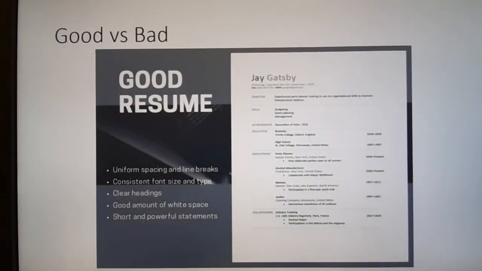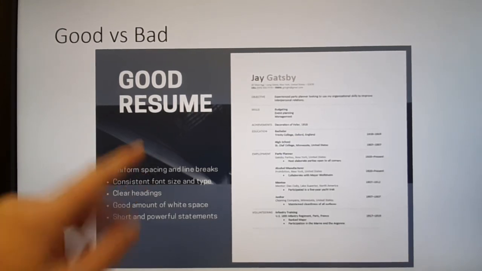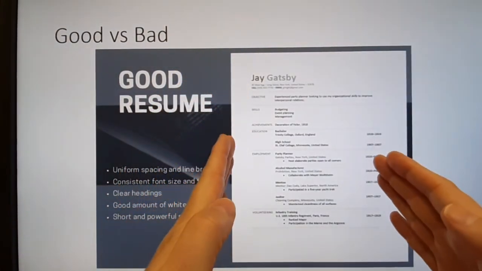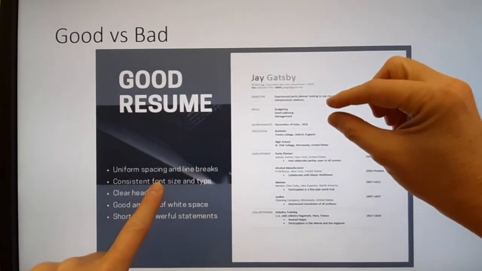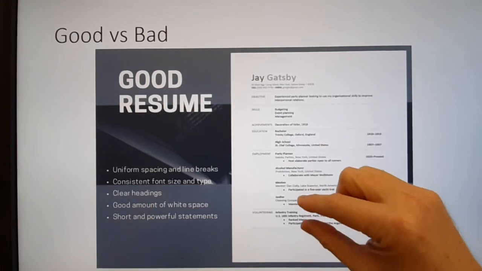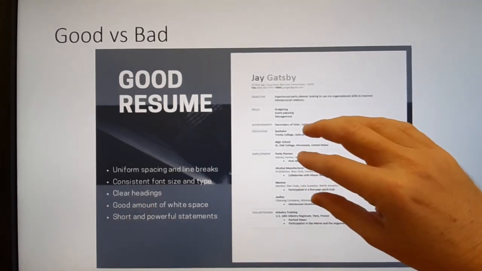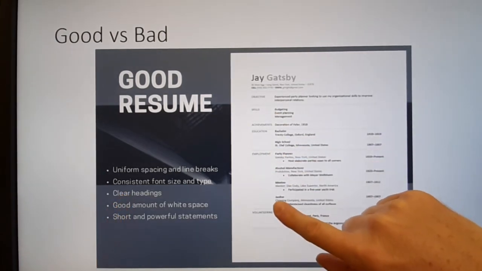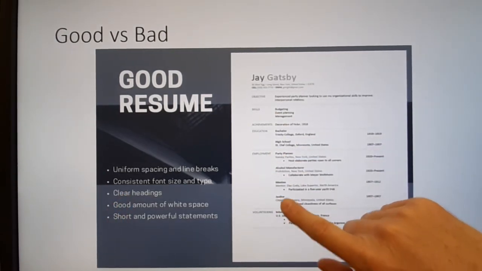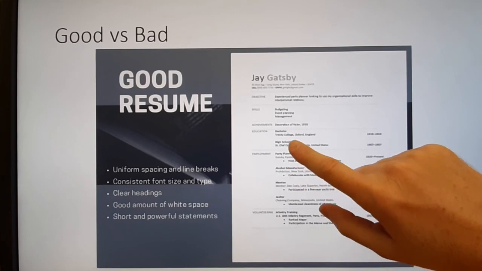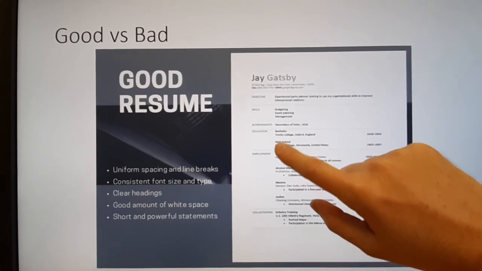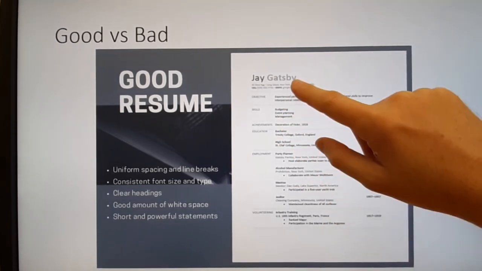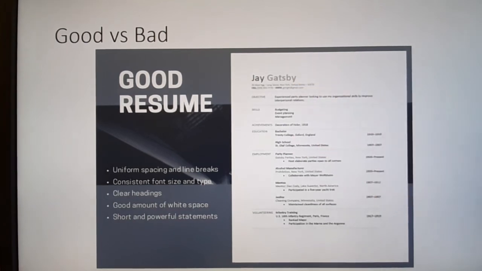So here are a couple of resumes. For example, this is a good resume right here. Everything is uniform, so it means that everything is straight. The spacing and the line breaks are exactly the same. The headings are very clear. We have them all on the left. Even the headings of the employment, the schools that Jay Gatsby went to, even his name is large.